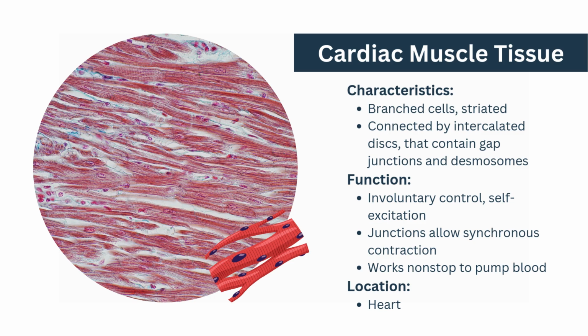Cardiac muscle tissue is located in the heart. It is characterized by involuntary control, branched cells, cardiomyocytes, striated appearance, intercalated discs, high mitochondria density, self-excitation, and it thickens when blood pressure is high. The cardiac muscle fibers are connected by intercalated discs that contain cellular gap junctions and desmosomes that allow synchronous contraction. Cardiac muscle is self-excitable and can generate electrical impulses that coordinate heart muscle contractions.